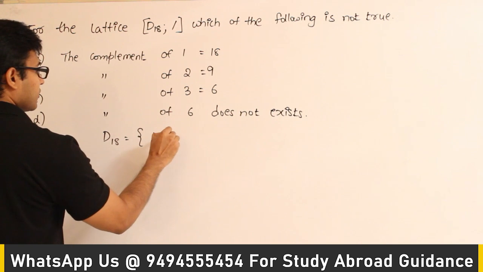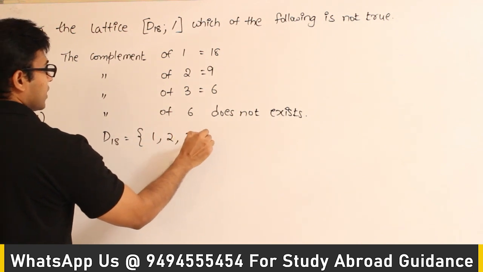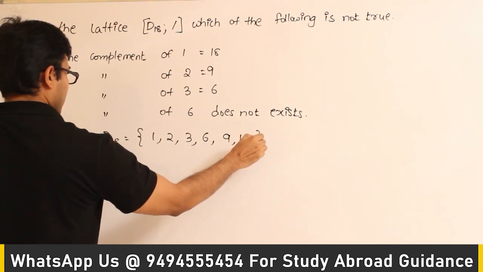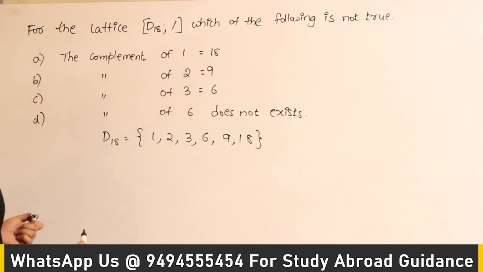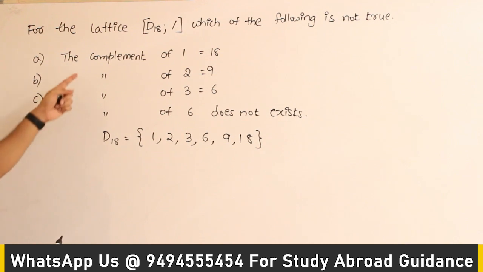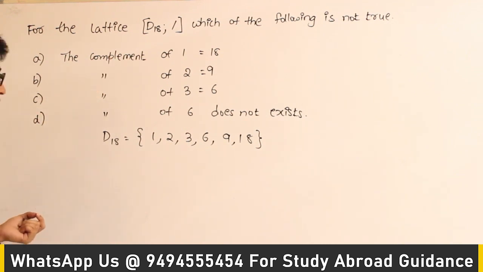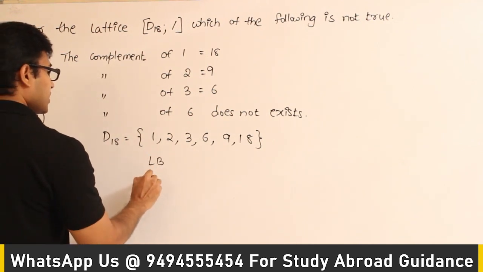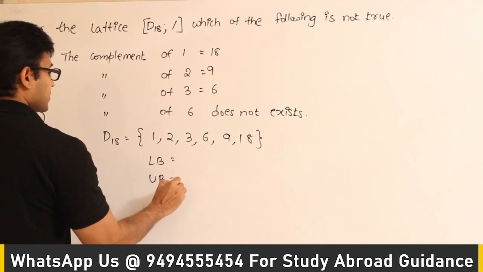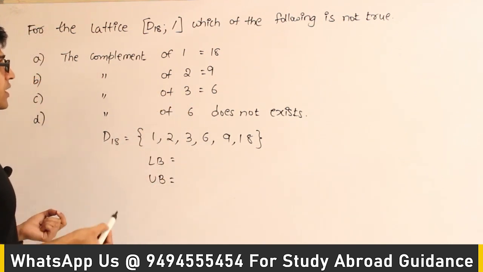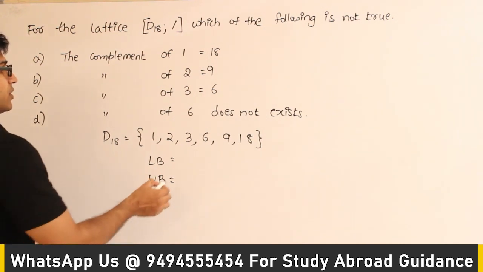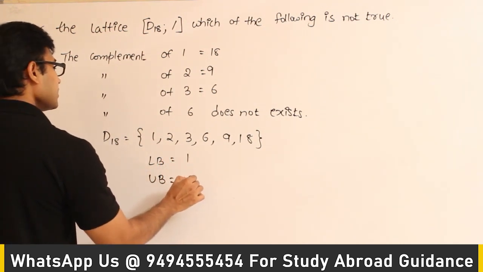So we have 1, we have 2, we have 3, we have 6, we have 9 and 18, right? So these are the elements that we have in D18. Now they are talking about the complements. Complement of 1 is 18. Now before going for complements, you should identify what is the lower bound and what is the upper bound of this lattice, and of course it is a bounded lattice, right? Otherwise we cannot talk about the complements. The lower bound is 1 and upper bound is 18, right?